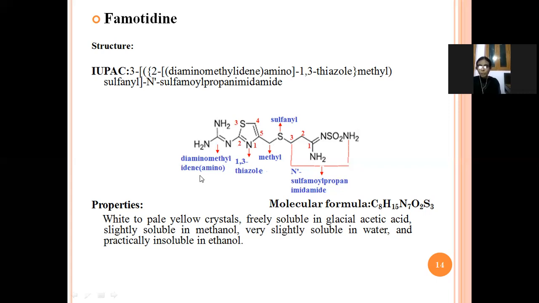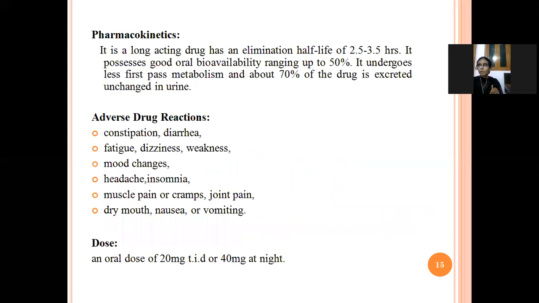So properties are, it is white to pale yellow crystals and it is freely soluble in glacial acetic acid, slightly soluble in methanol and very slightly soluble in water, and it is insoluble in ethanol. So pharmacokinetics, it is an oral route of administration. It undergoes first pass metabolism and it is excreted in urine in unchanged form.